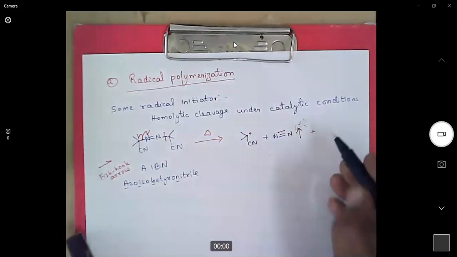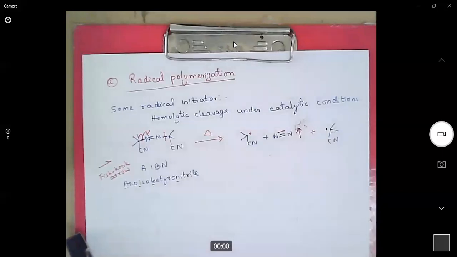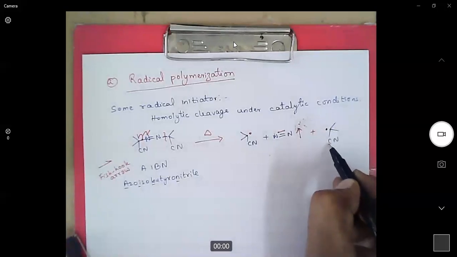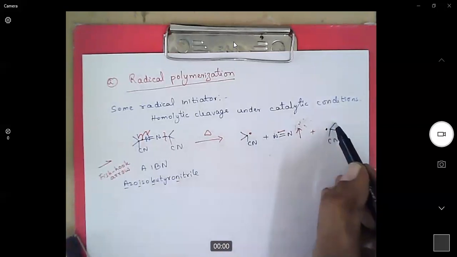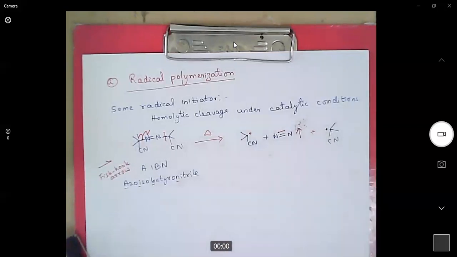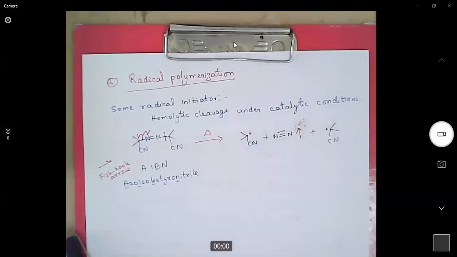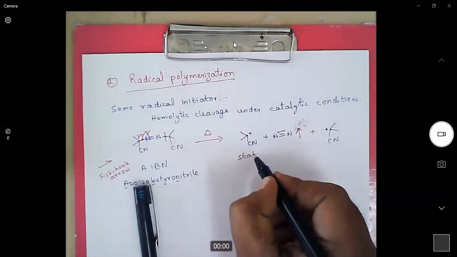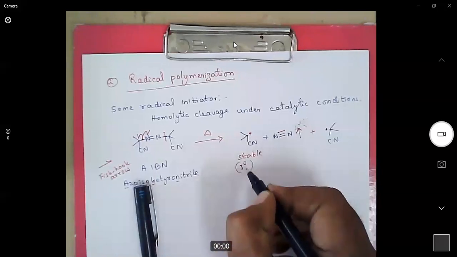Then on this side also we have another isobutyronitrile radical. Butyro means four carbons: one, two, three, and one carbon in the nitrile group. So four carbons are there. That is why it is called butyro, and it is not a normal chain, so that is why it is called isobutyronitrile. Now look at the stability of these radicals. These radicals are stable. Why? Because carbon is a tertiary center.